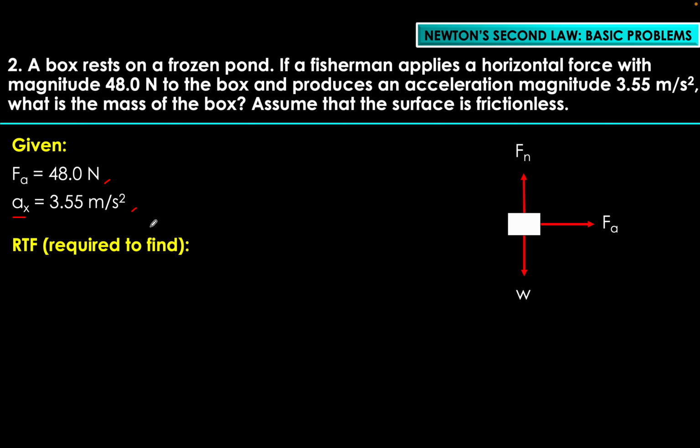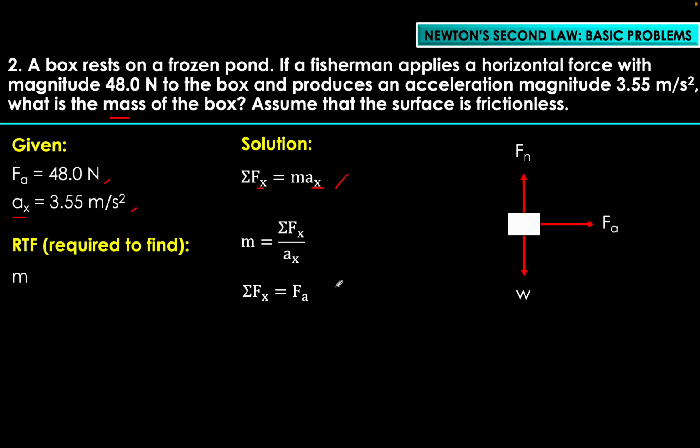Okay? So the required to find is mass, that is directly stated in the problem. And for the solution, obviously, this is a second law problem because it's obviously asking us to relate mass and acceleration. Mass, acceleration, and net force rather. Okay? Next, take note that mass is equal to net force along x over acceleration along x, because we're going to have to divide both sides of the equation by a sub x. And this is what you're supposed to get.